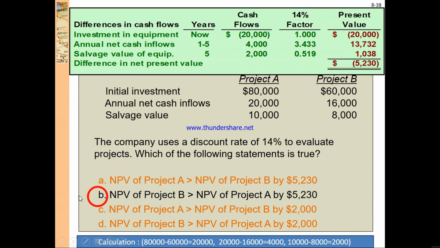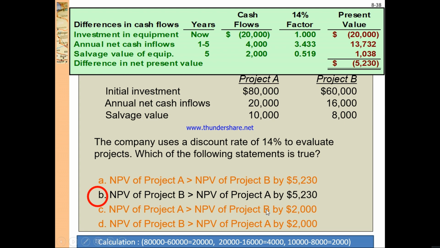Okay, in this case, B is the answer. NPV, net present value, of project B is greater than NPV of project A by 5,230. That means B projects will be bigger.